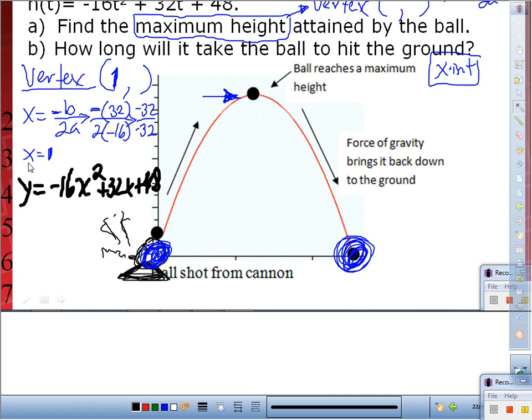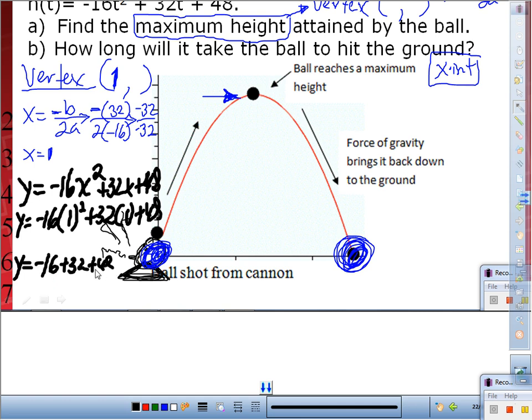So now to find our y value, what do we substitute? Everyone? X into there. So it's y equals negative 16 times 1 squared plus 32 times 1 plus 48. That gives me y equals, what is 1 squared? 1 times negative 16. Negative 16 plus 32 plus 48. Y equals negative 16 plus 80. So what is negative 16 plus 80? 64. And that goes right here.